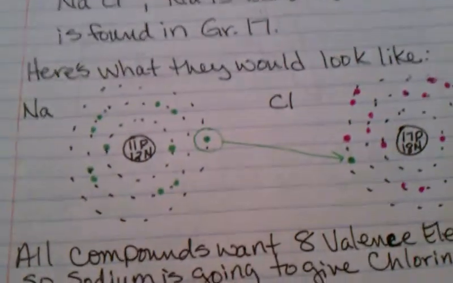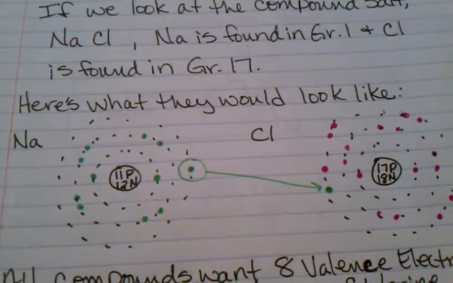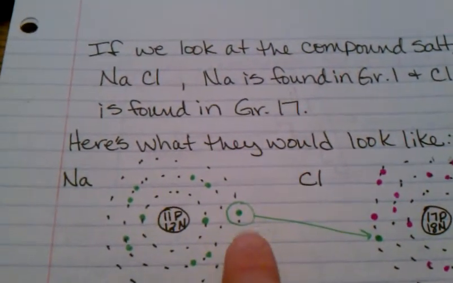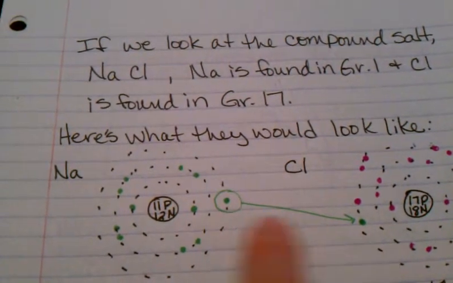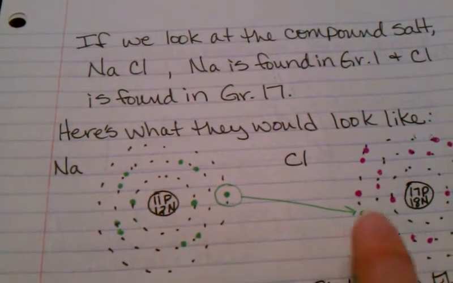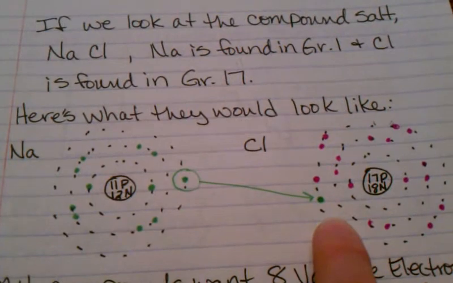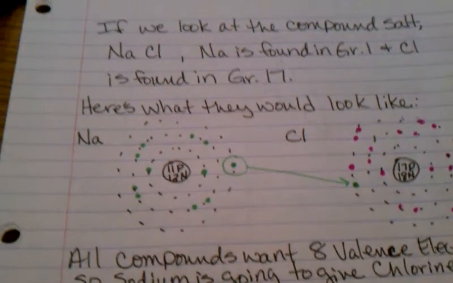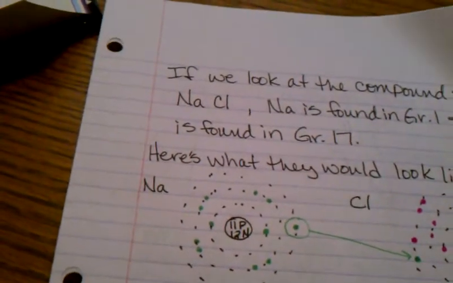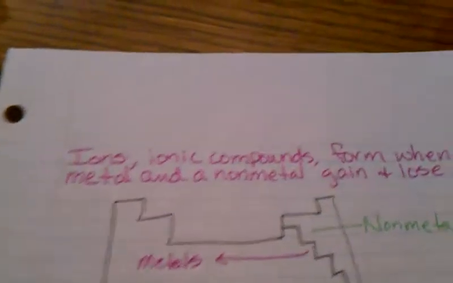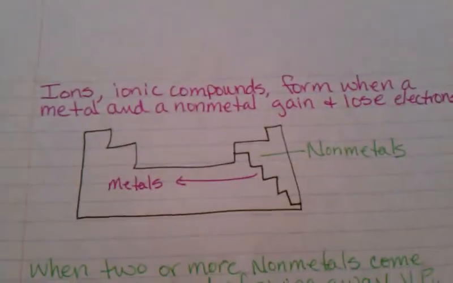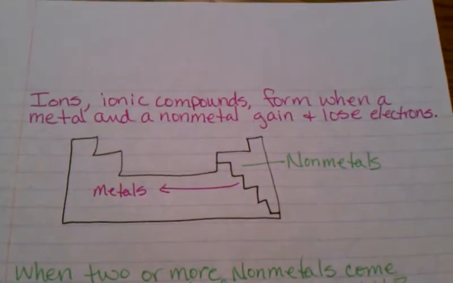Okay? And you can find this in almost every compound that you see. When you lose an electron and you try to give it to somebody, you become positive, and that other person becomes negative, and you've just created a magnet. Now, ionic compounds, these magnets, can only occur when a metal and a nonmetal form a compound.